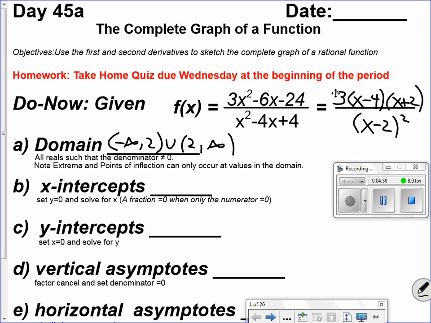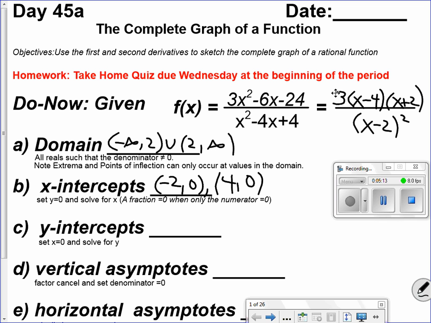Okay, x-intercepts. That's values of x that make y 0. And y is a fraction. A fraction equals 0 when the numerator is 0. So what values of x make y 0? X is 4 and negative 2, right? You guys see that if x is either 4 or negative 2, y will be 0. So our x-intercepts, we're going to write them as points. We have (-2, 0) and (4, 0). Those are the 2 points on our graph that are on the x-axis.